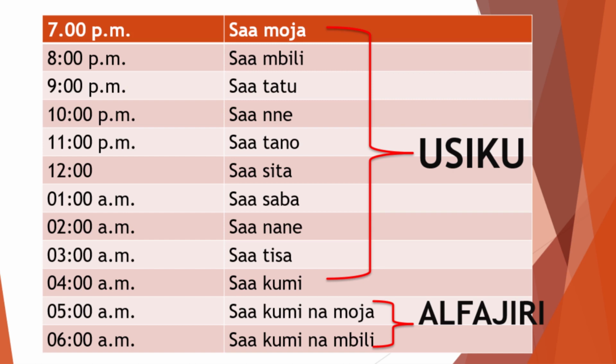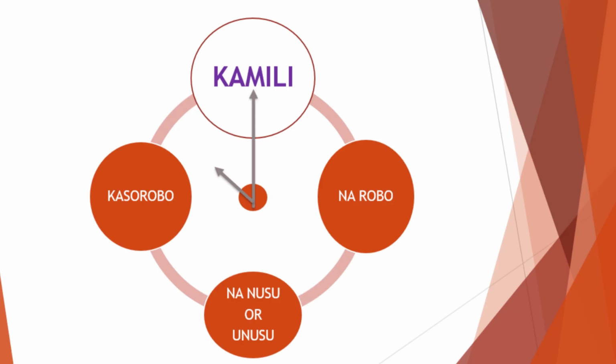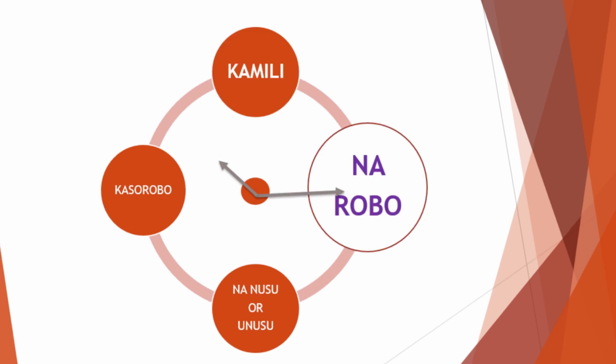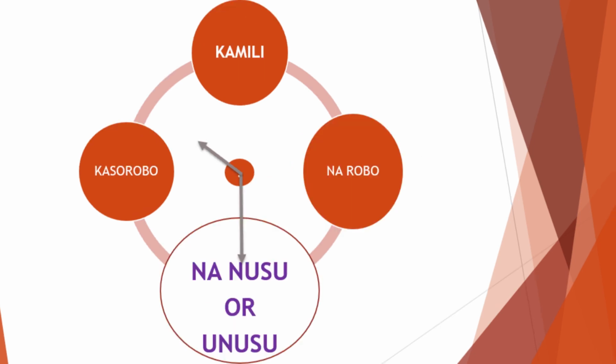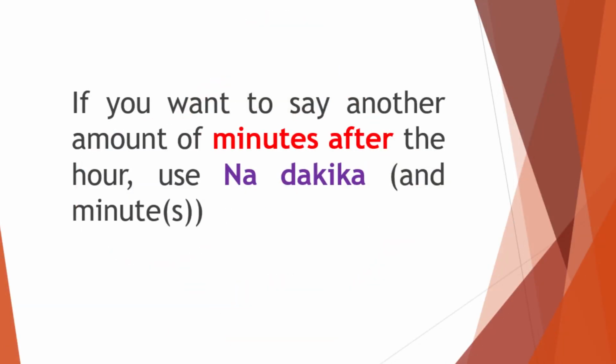And lastly, from 5 a.m. to 6 a.m., you use the word alfajiri, which means dawn. Here are some vocabularies used to tell time. Kamili, sharp. Narobo, quarter past. Nusu, half past. Kasorobo, quarter to.